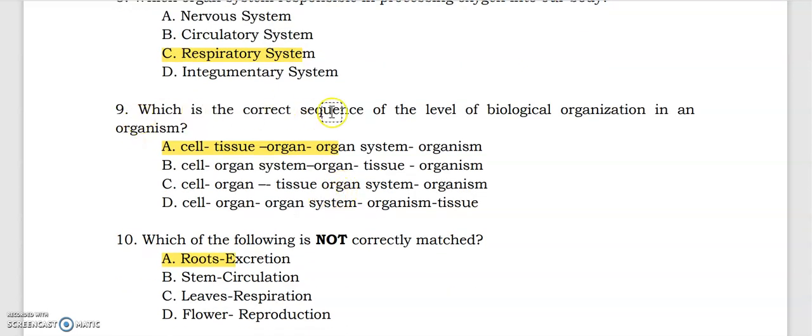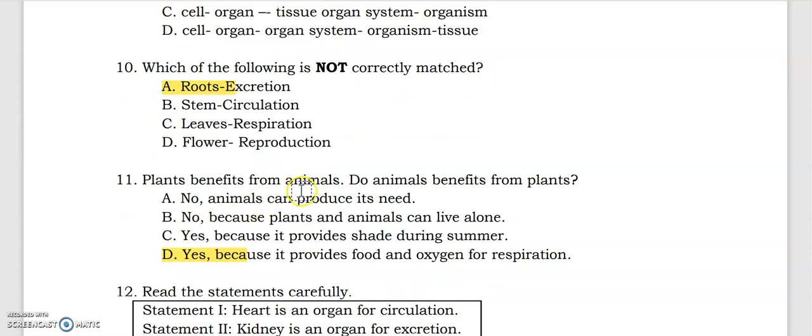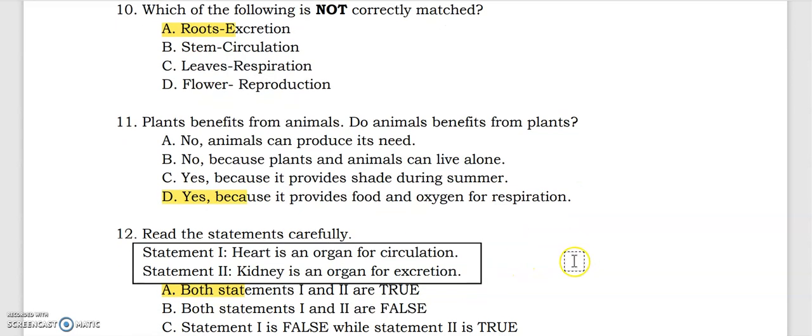Number 9, which is the correct sequence of the level of biological organization in an organism? Letter A, cell, tissue, organ, organ system, organism. Number 10, which of the following is not correctly matched? Okay, roots, excretion. Because roots belong to what? Circulation. Okay, plants benefit from animals. Do animals benefit from plants? The answer is yes, because it provides food and oxygen for respiration.